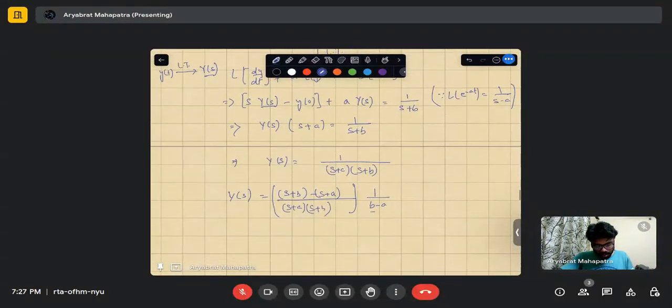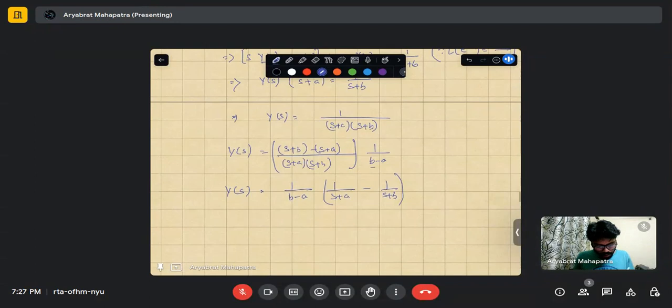I am just rewriting it because you will see that in doing so, I can simplify my y of s as 1 by s plus a minus 1 by s plus b. Because I am simply using the partial fraction technique. You apply that and you will get this, because only then can you take the inverse Laplace transform.